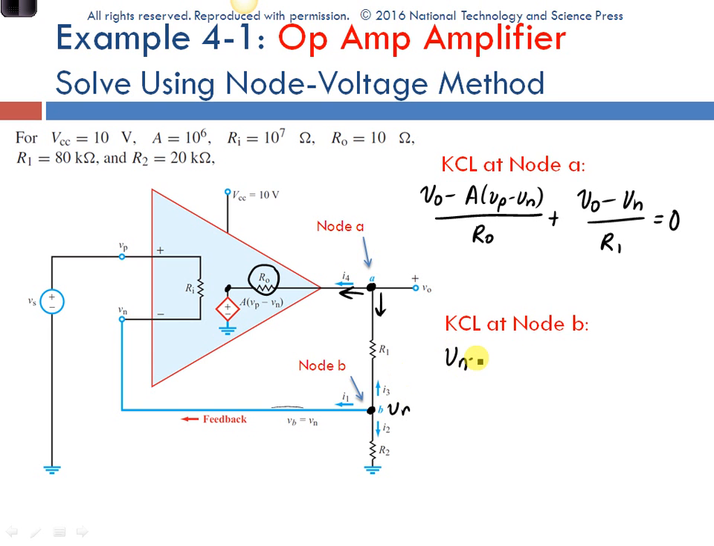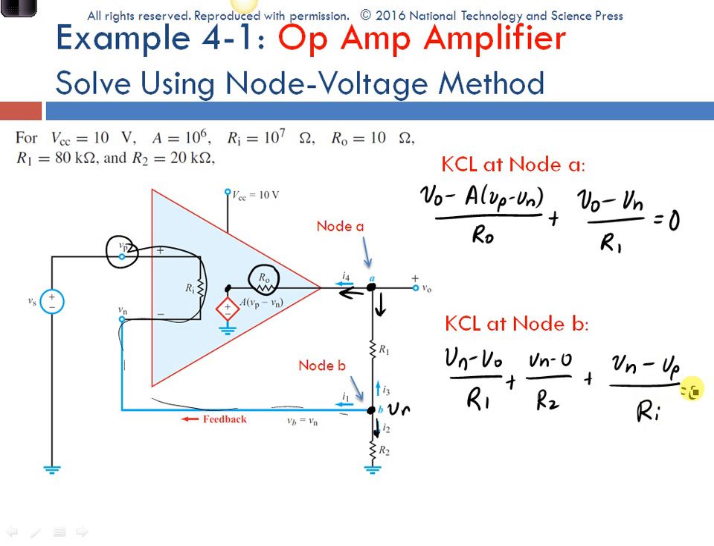We can say Vn minus V out divided by R1 plus Vn minus 0 divided by R2 plus, right here, Vn minus Vp divided by Ri, and this all equals 0. Those are the two equations, I'm going to call them the A equation and the B equation, that define the two nodes that we have. Let's also take a look at the circuit, see if there's anything else that we know, because at the moment we have 3 unknowns and only 2 equations. We don't know V out, Vn, or Vp.